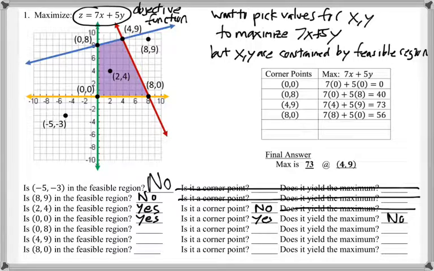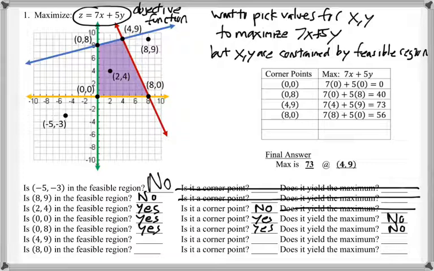Is the point (0, 8) in the feasible region? Yes. Is it a corner point? Yes. Does it yield the maximum? So (0, 8), when you plug it in, we get 40. And 40 is not the highest value here. So no.